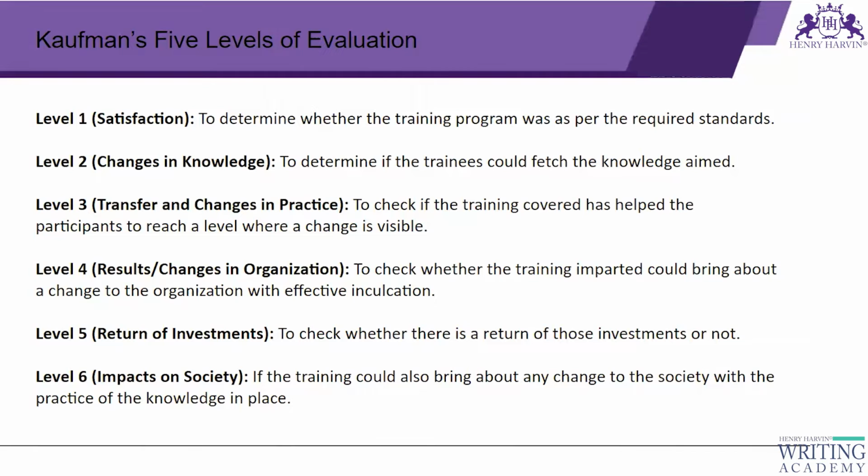Now, level 6 is the impact on society. If the training could also bring about any change to the society with the practice of the knowledge in place. See, there are multiple things which we train, like for example, soft skills. Okay, that is one of the content which we deliver, right, to customer support team, to sales team, right? So these are people facing teams, right? So they connect with other people, outsider people, right? Strangers. But at the same time, they also meet their friends, they also meet their neighbors, they also meet their family, right?